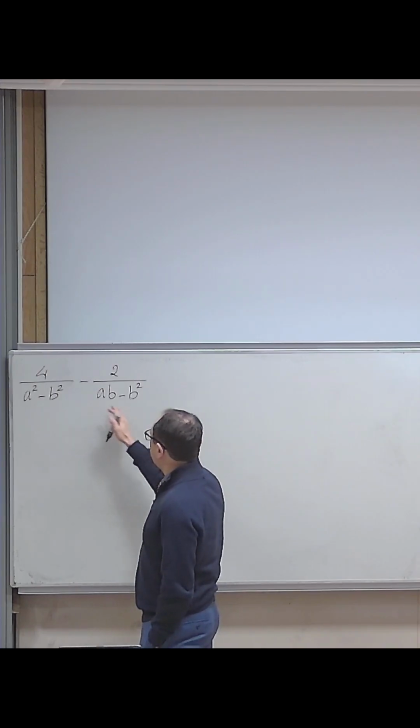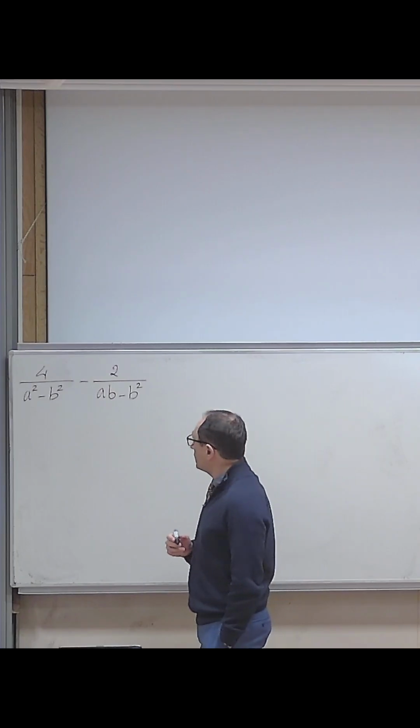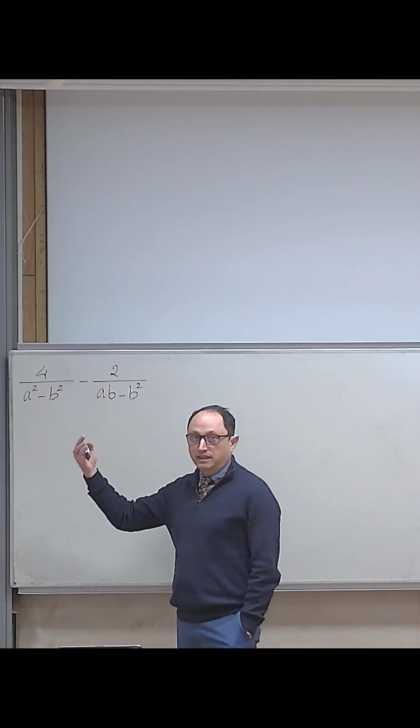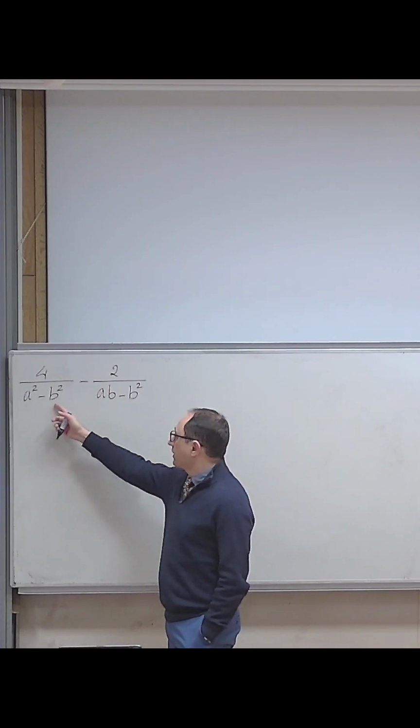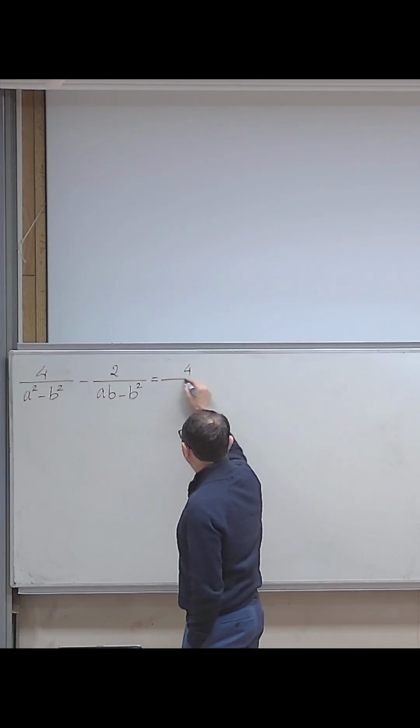So to simplify this, I have to take the common denominator. To find the common denominator, I need to find the LCD, the least common denominator. So I have to factorize the denominators as much as possible. So I keep the numerator as it is.